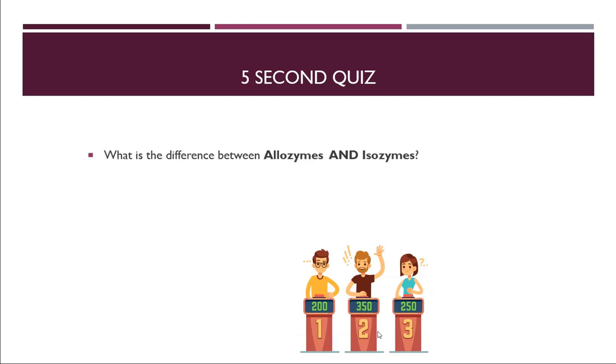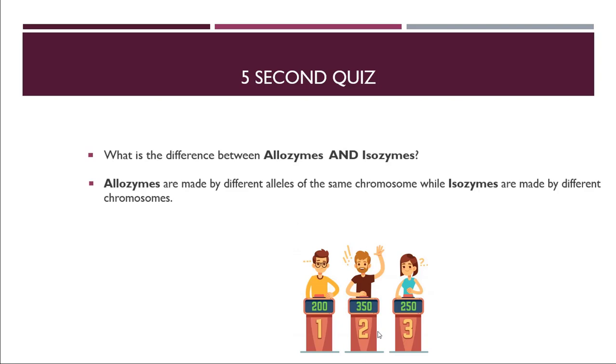Next, what is the difference between allozymes and isozymes? 5, 4, 3, 2, 1. Allozymes are made by different alleles of the same gene locus, while isozymes are made by different genes.